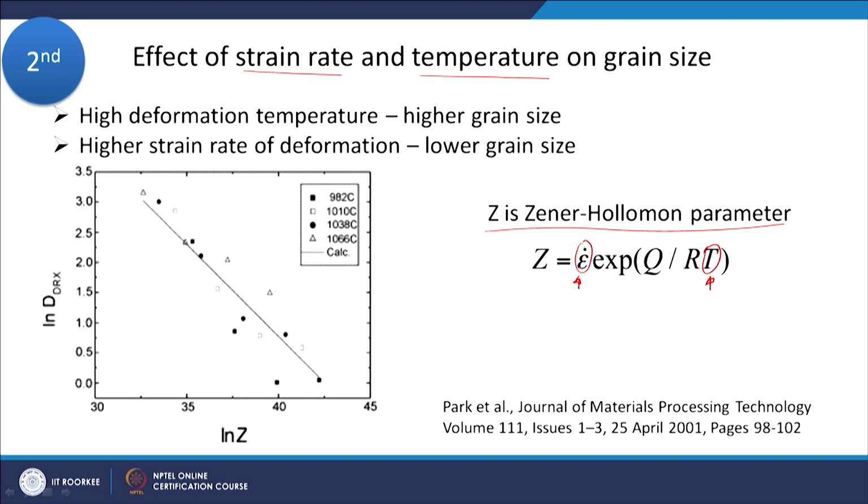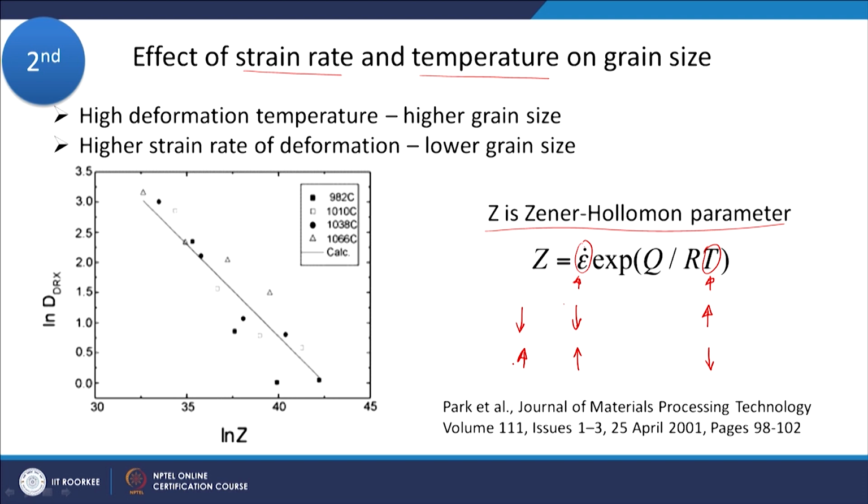So, when the strain rate is reducing, and because temperature is in the denominator and within the exponential, the effect of temperature is exponential here. So, if you are increasing the temperature and reducing the strain rate, then the Z will reduce. If you are increasing the strain rate and reducing the temperature, the Z will be more.